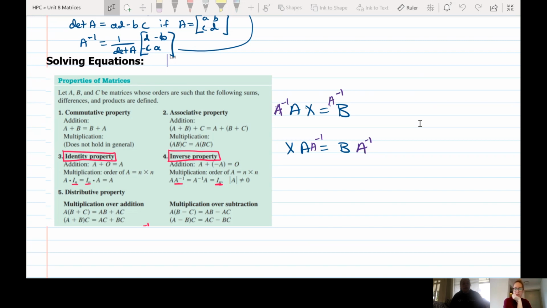The other thing with solving equations is they work pretty much the same as all of your other stuff. Just remember that we don't really have division. We use the inverse matrix. Other than that, it works. Yeah, I think that's it.